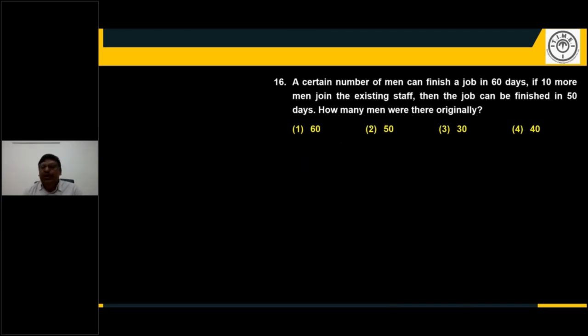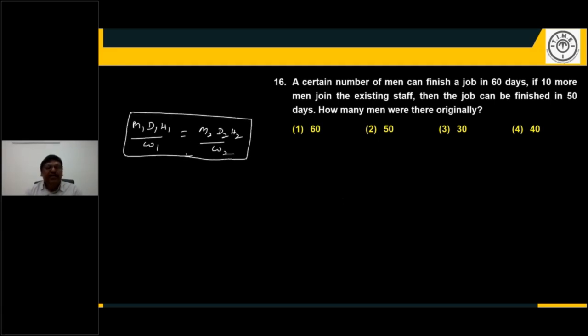Students, I'm sure you know, in time and distance, time and work, you might have learned M1 D1 H1 by W1 equals M2 D2 H2 by W2. This formula you might have learned. So students, whatever is given, you can use it. Suppose RC is not there, don't use it.